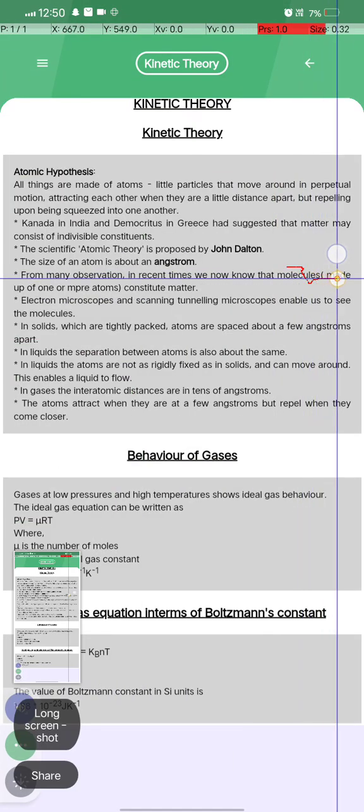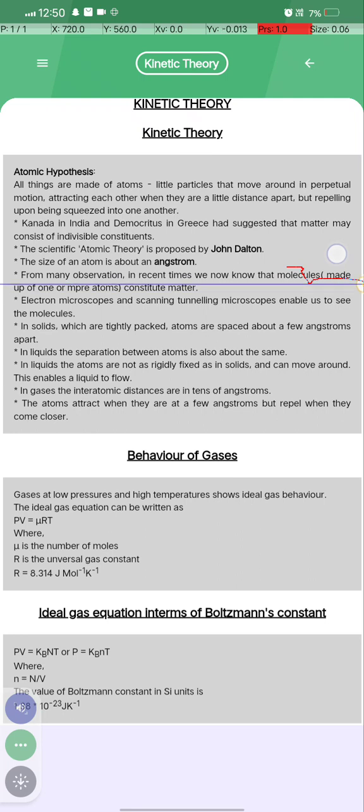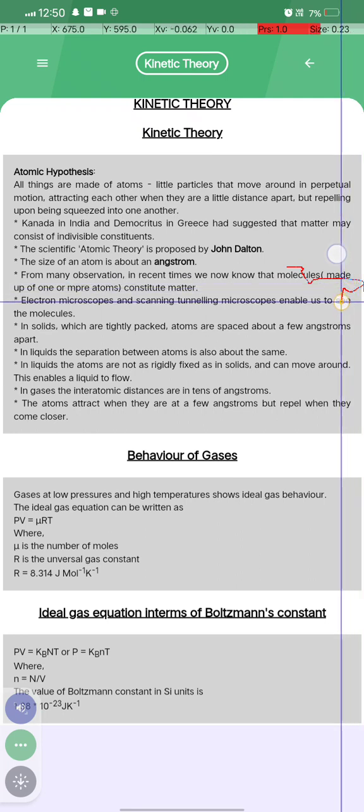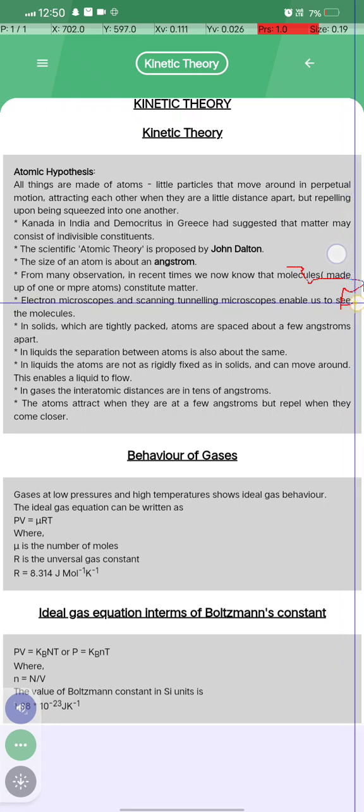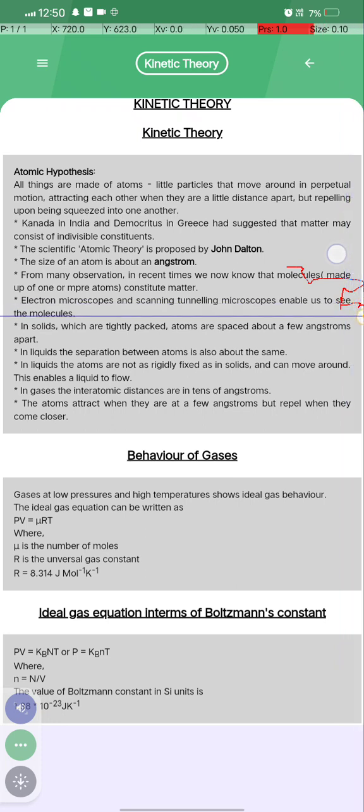From many observations in recent times, we know that molecules are made up of one or more atoms. The electron microscope and the scanning tunneling microscope enable us to see the molecules in a solid, which are tightly packed. Atoms are packed about a few angstrom apart.